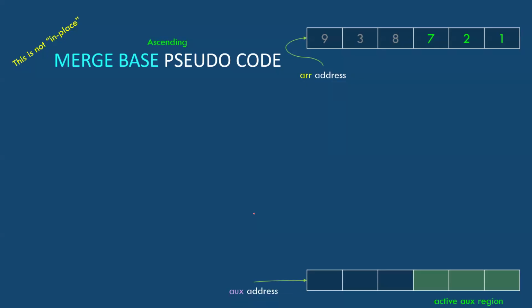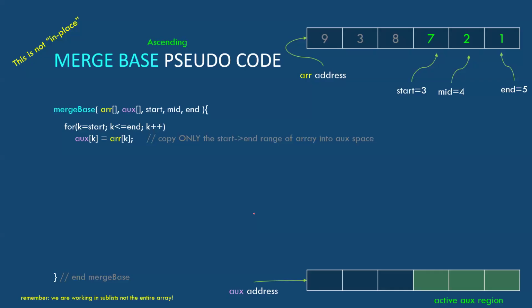So here's the pseudocode for this. We're basically saying for k equals start to k less than or equal to the end, copy over into the auxiliary array. So we're in some subsection. Notice we're not copying over 0 to end. This is something we tend to get wrong.